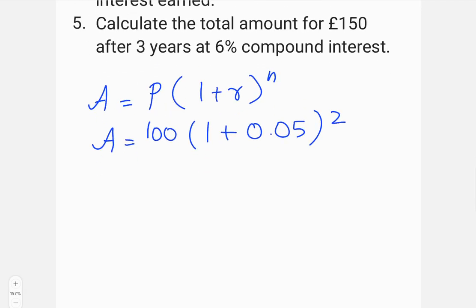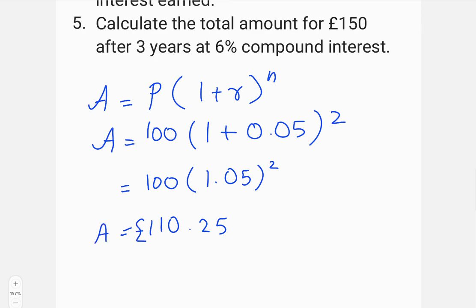Now you're just going to simplify it. This 100 remains the same. First we're going to work out the bracket. We're going to add them: 1.05 raised to the power 2. Now you can just put the whole thing on the calculator and you're going to get your answer. Or you could first work out 1.05 squared and then times it with 100, and you're going to get 110.25.